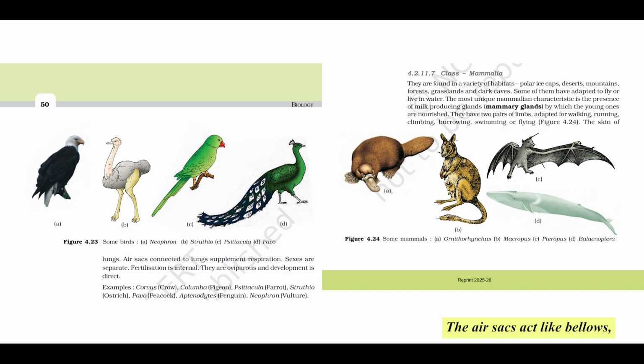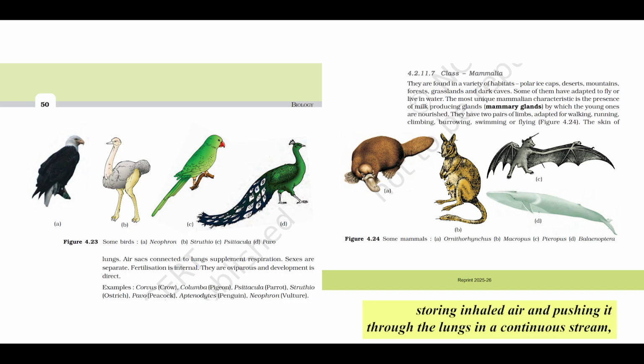The air sacs act like bellows, storing inhaled air and pushing it through the lungs in a continuous stream, even during exhalation. So the lungs get fresh air constantly, not mixed air like ours. Precisely. This means the lungs are almost continuously bathed in oxygen-rich air, maximizing the efficiency of oxygen uptake from each breath. This highly efficient gas exchange is absolutely vital to meet the enormous metabolic demands, the incredibly high oxygen consumption rate required for the sustained, powerful muscle activity needed for flapping flight.